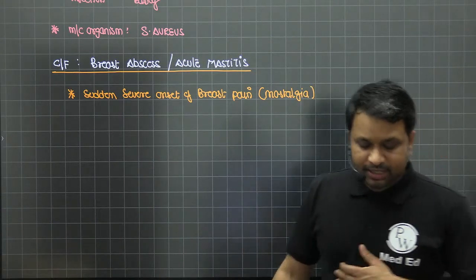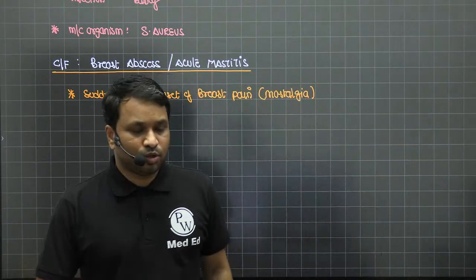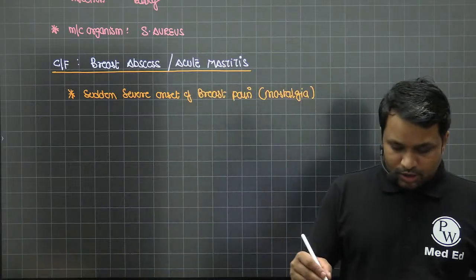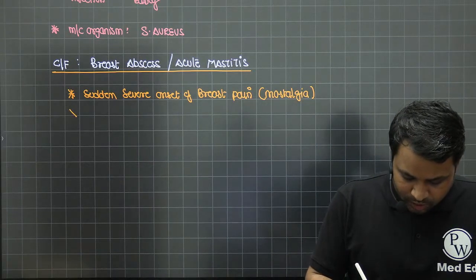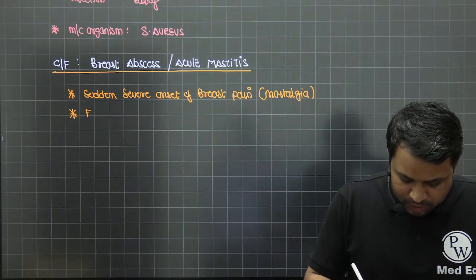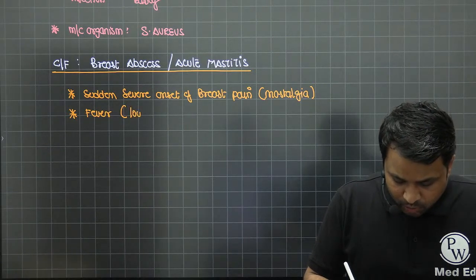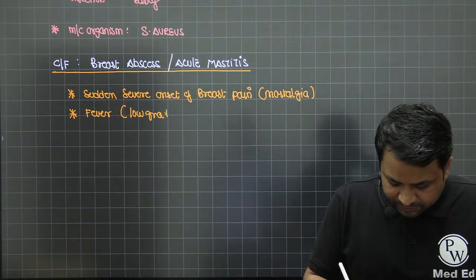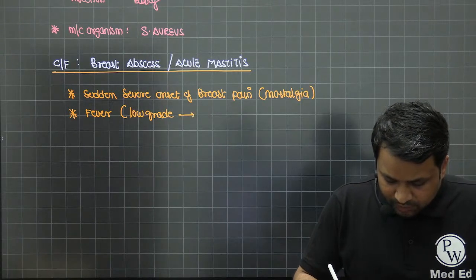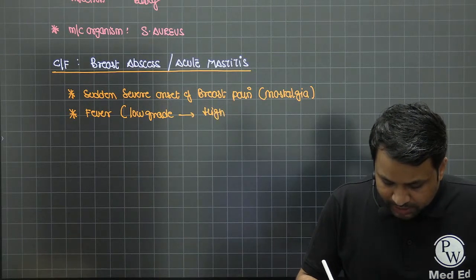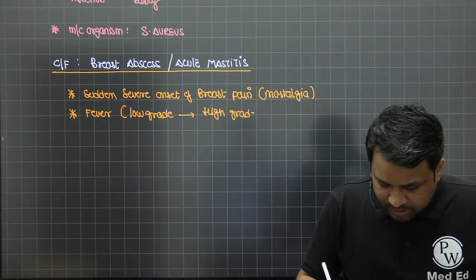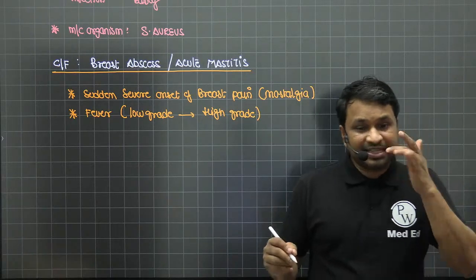Right? So there is sudden severe onset of breast pain, also referred to as mastalgia. One, there is going to be pain. Along with pain, the patient will also develop fever. It usually starts with a low grade fever, but if it is left untreated, it will convert into high grade. When the grade of the fever becomes higher, it indicates that the infection is becoming more and more severe.